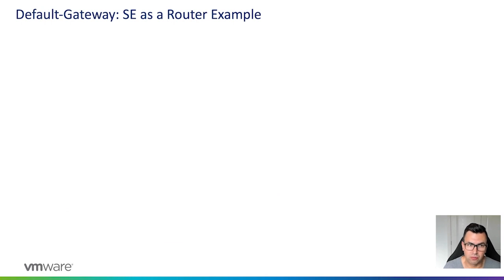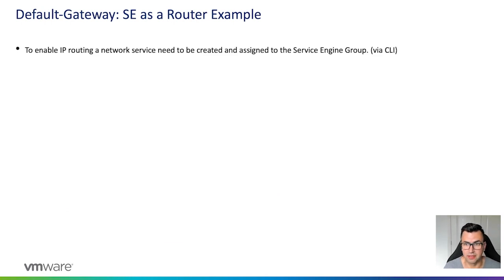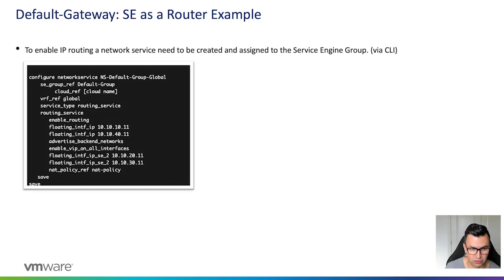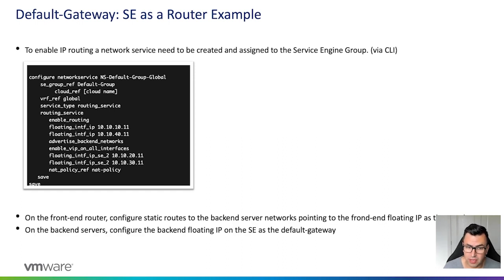Now, in order to make this work, we have to create it on the CLI. So we have to define what is called a network service, and that network service will have the information for the communication. So we're enabling routing. We're doing a floating IP. This is the definition of the floating IPs on the backend and the front end. And on the front end router, we have to configure static routes to the backend service networks, pointing to the front end floating IP as the next hop. And again, on the backend servers, we need to configure the backend floating IP on the SE as the default gateway. Different things have to happen across the environment in order to make this work.